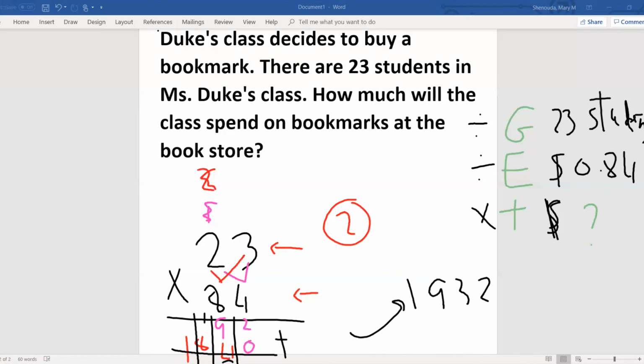We're not done until we place the decimal point back in. Because we have 2 right here, I'm going to start from the end of the number, and then I will go 1, 2, toward the left side. So my final answer is $19.32.